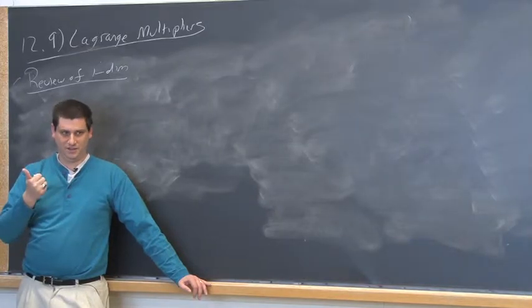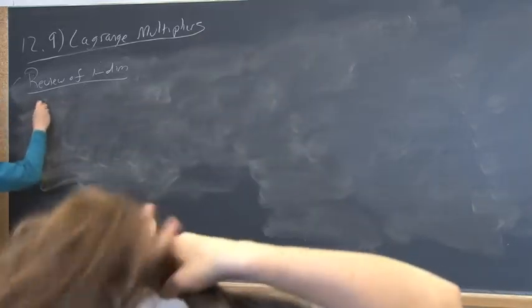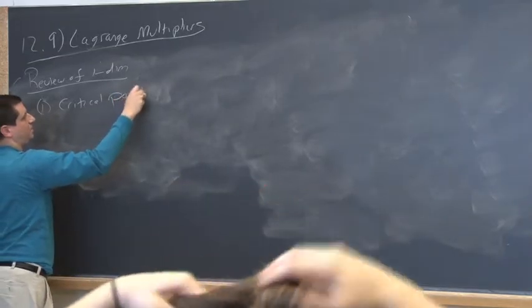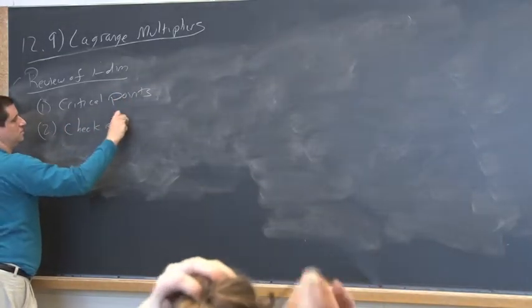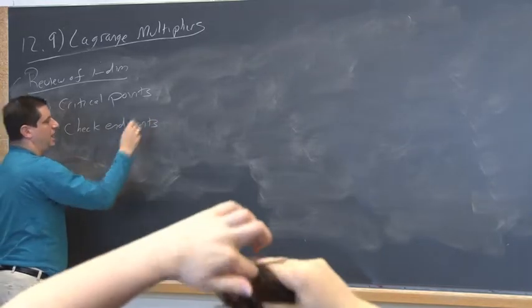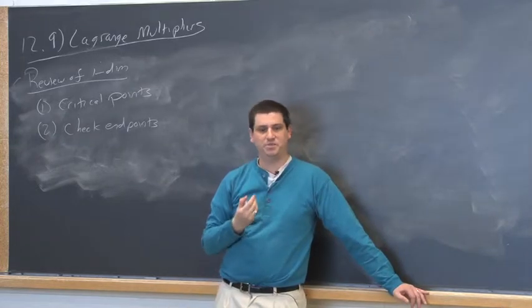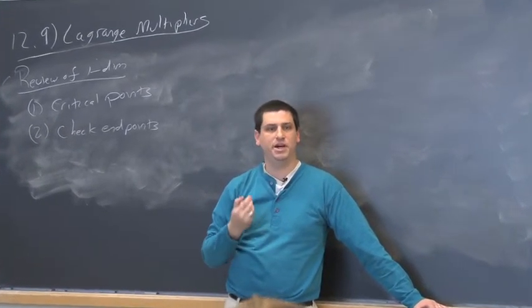Find critical points. So 1, it's critical points. And 2, it's check endpoints. And again, it's very important to remember these only give you candidates for maxima and minima. They don't necessarily give you the points where the maxima and minima are obtained.